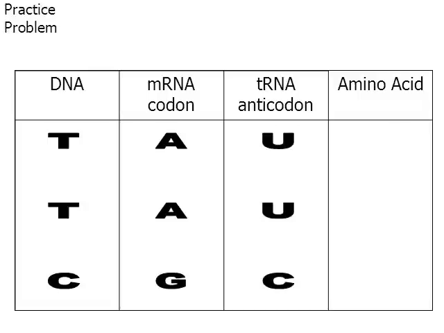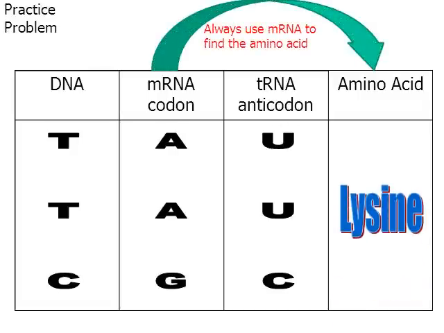And so now I have that same problem from a moment ago. Do I look up the AAG on the chart or do I look up the UUC on the chart? The ribosome reads messenger RNA. So you look up the messenger RNA, the AAG, and you find lysine. If you thought the answer was phenylalanine, that's because you accidentally looked up UUC.